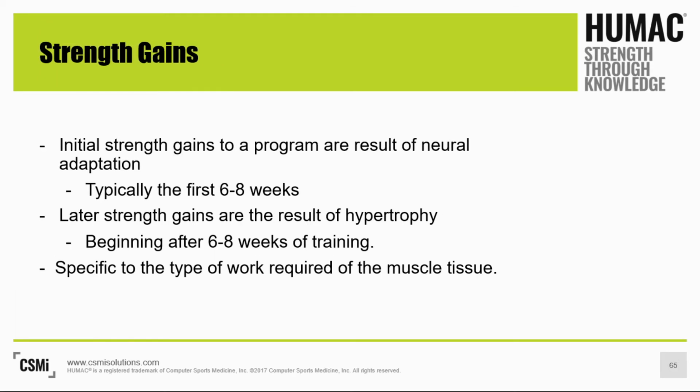Now, once these adaptations occur and that neurologic system is running at full steam, then you get into the muscle hypertrophy phase of strengthening, and this typically occurs after 6 to 8 weeks of training.